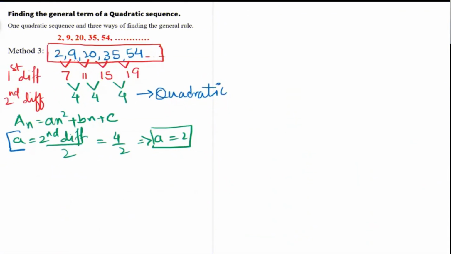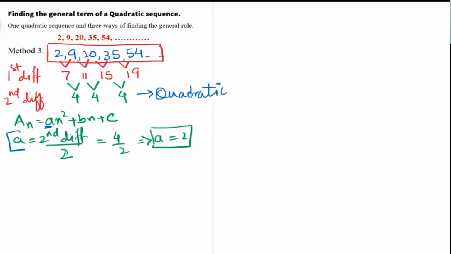Okay, so in this third method, we again have the original sequence 2, 9, 20, 35, 54, and so on. We take the first difference, which is 7, 11, 15, and 19, and so on, and the second difference 4. Since the second difference is a constant, we know it is going to be a quadratic sequence. If it is a quadratic sequence, then its general term is an equal to an squared plus bn plus c. And as before in the other two methods, we find the coefficient of n squared, which is a, by taking half of the second difference. So the second difference is 4, and half of that is 2.